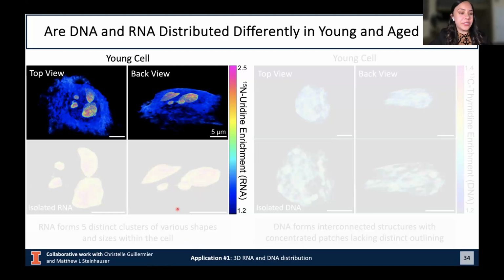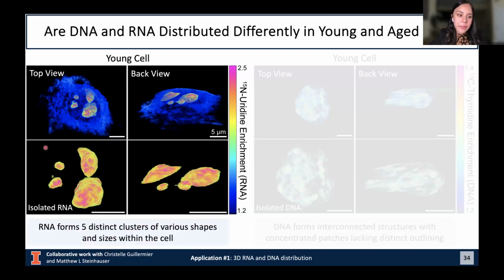So while working with Christelle's data sets, we introduced a new capability to our toolbox, which is 3D region of interest isolation. Using this new capability, we were able to better visualize the spatial distribution of RNA and DNA in these 3D depth-corrected NanoSIMS images, revealing the following insights.